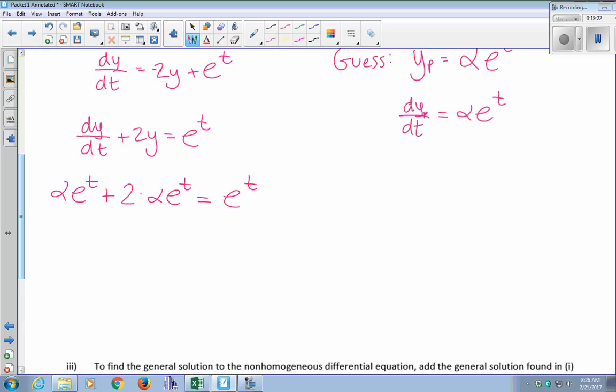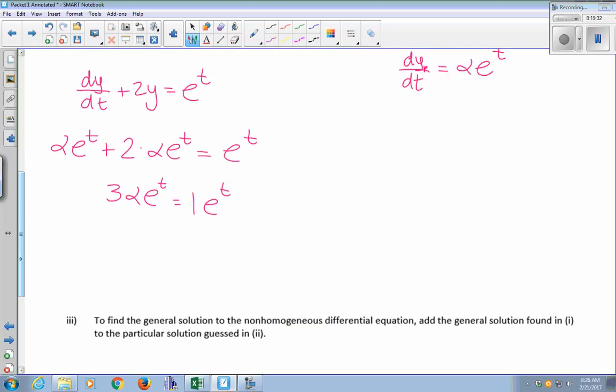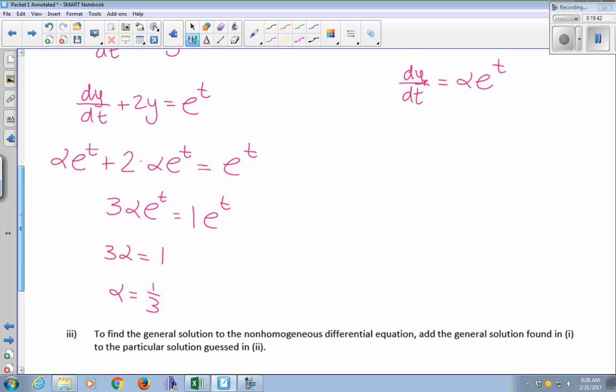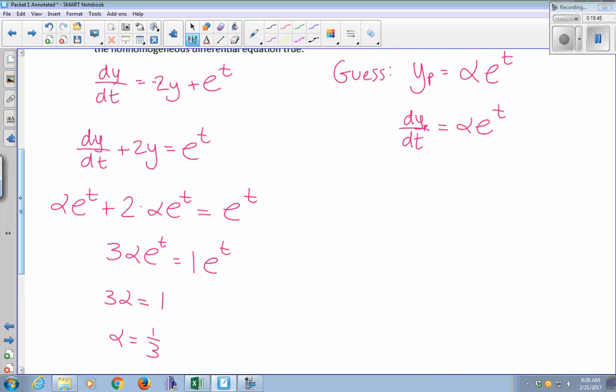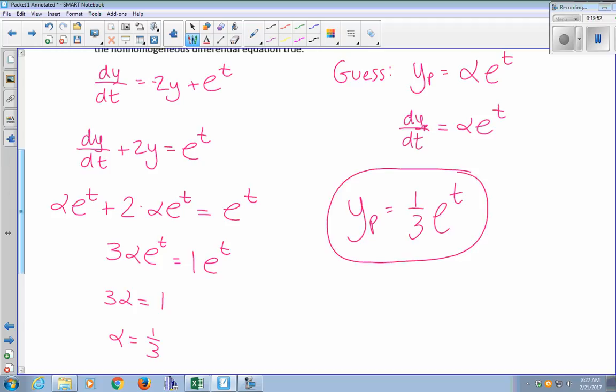So I have alpha e to the t plus 2 alpha e to the t. That's 3 alpha e to the t. I need that to equal 1 e to the t. So it must be that 3 alpha equals 1. So alpha is 1/3. So I now have a y particular. My y particular is 1/3 e to the t. That is one particular solution to my differential equation.